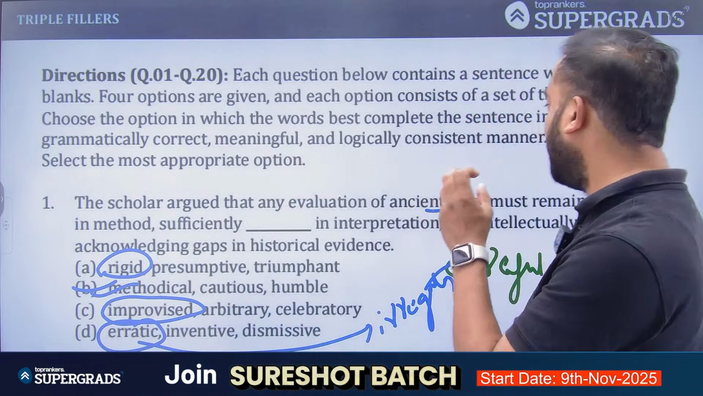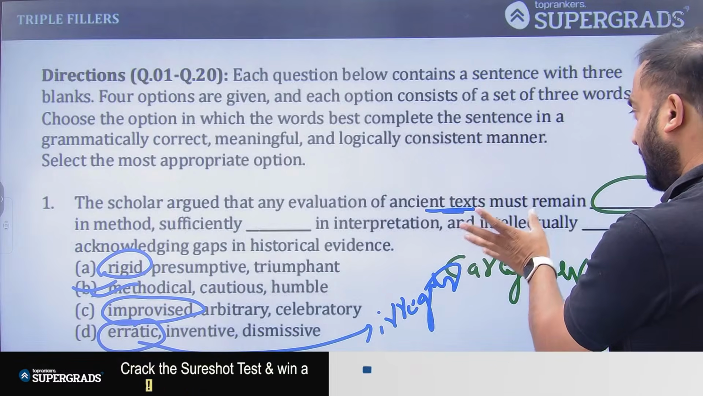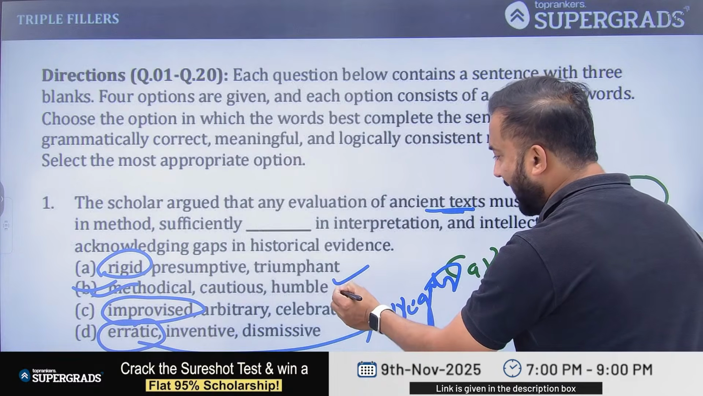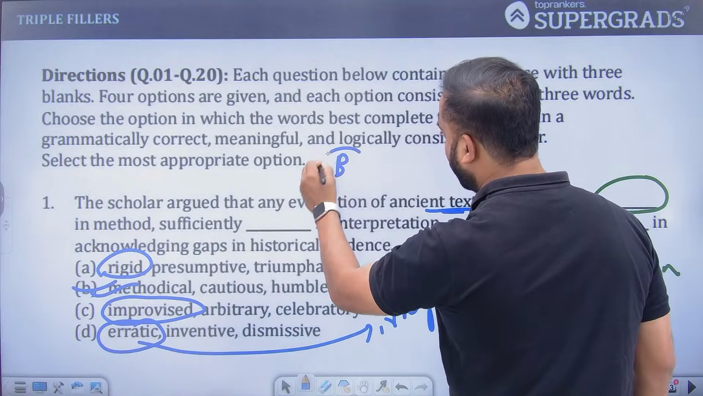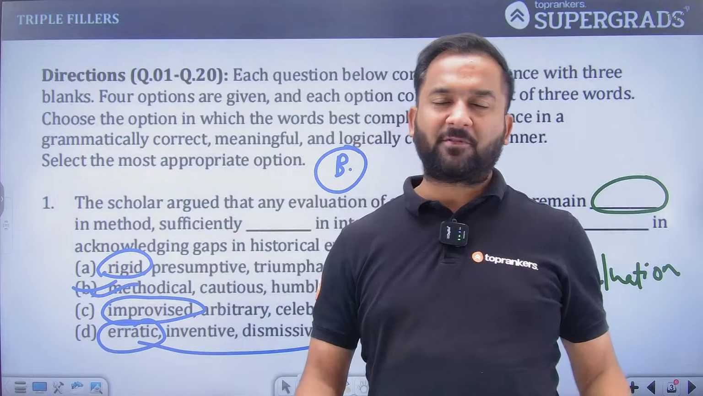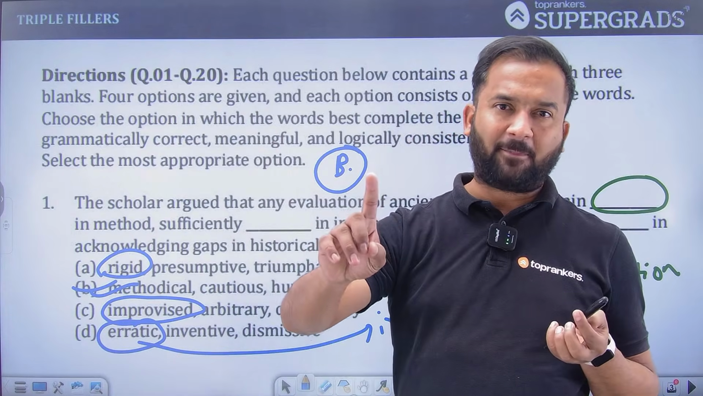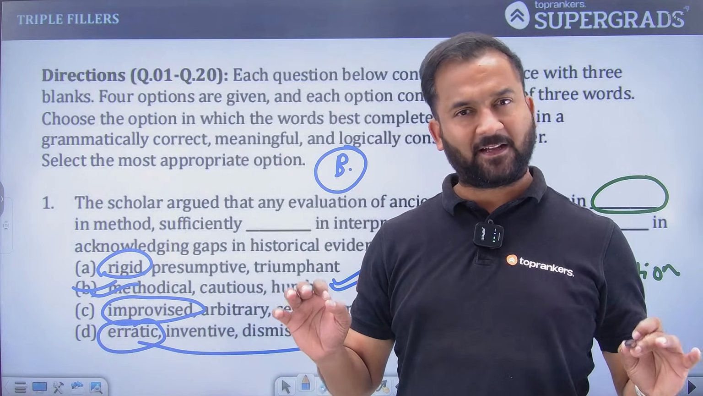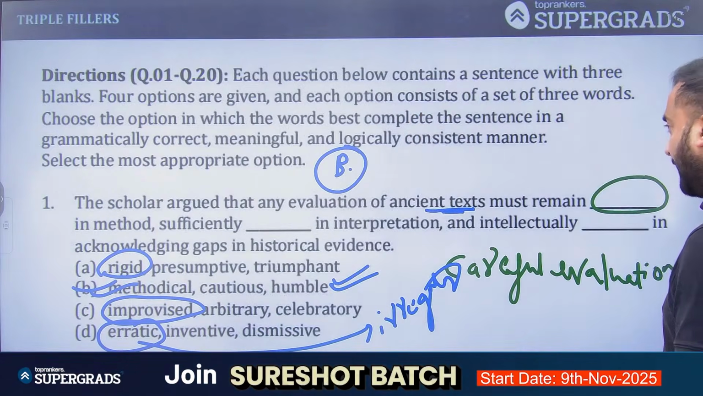So the first filler should be methodical, and cautious, sufficiently cautious in interpretation, and intellectually humble in acknowledging or addressing the gaps in historical evidence. The correct word is B, and the correct combination is given in option B. And what was my reason for choosing it? It was quite simple. I was able to identify the first filler, and that helped me answer this question. That's all we had to learn in this question. We are done with the first question, students. Let's move to the next one.